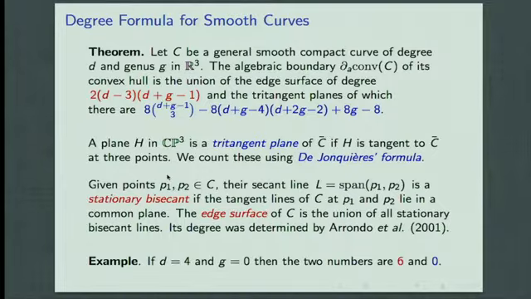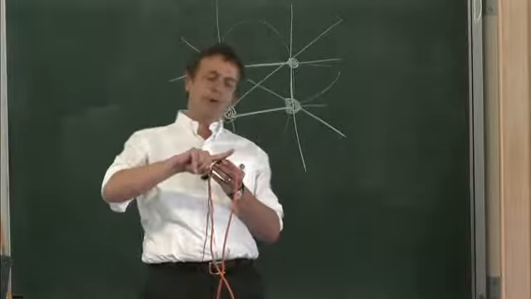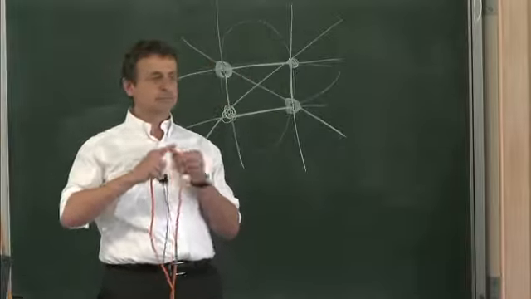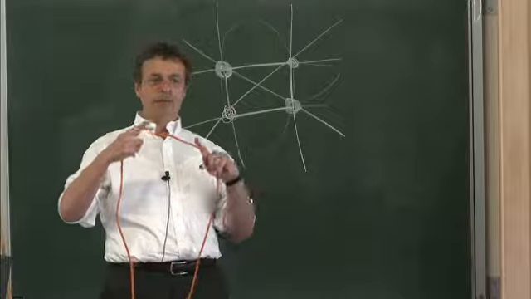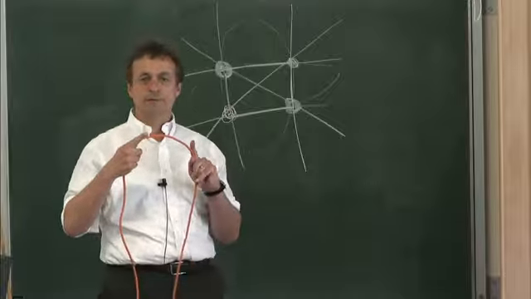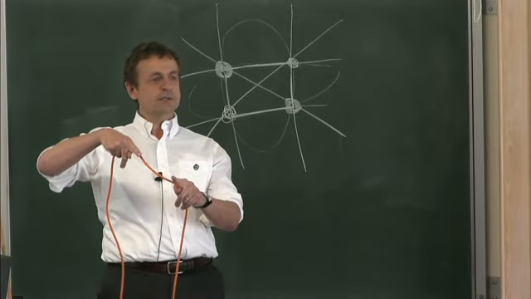Suppose I take 2 points on the curve. Here's my curve. Well, it's a smooth curve, right? So every point has a tangent line. So 2 points have 2 tangent lines. So for 2 general points, these tangent lines won't meet, right? They won't lie in a plane. But if I have 2 special points, they might meet.